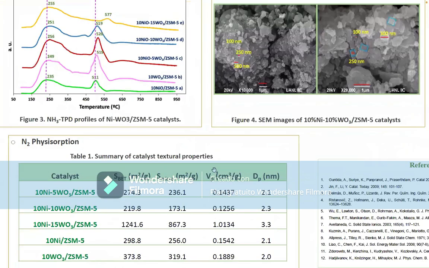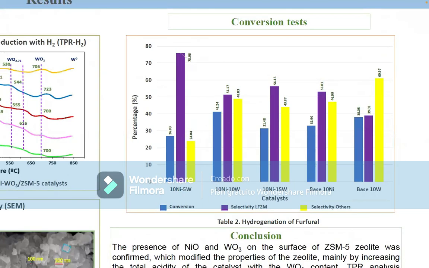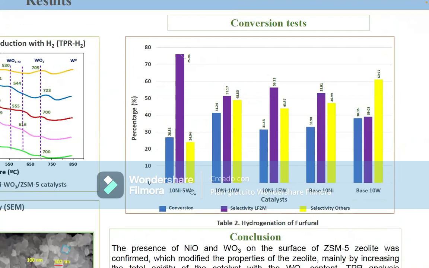Catalytic conversion. The highest conversion was achieved with the 10NiO-10WO3/ZSM5 catalyst, 41.24%, with a selectivity of 51.17% towards furan-2-ylmethyl levulinate. The highest selectivity for levulinate was observed with the 10NiO-5WO3/ZSM5 catalyst, 76%, although its conversion was the lowest, 26.83%.